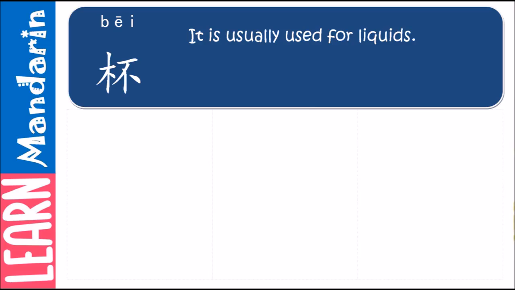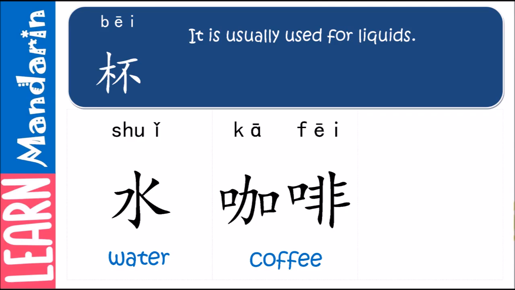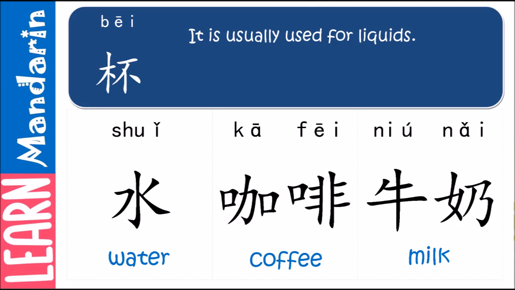杯 is a measure word that means a cup. It is usually used for liquids. Example of nouns that are commonly paired with the measure word 杯 are 水, 咖啡, and 牛奶.